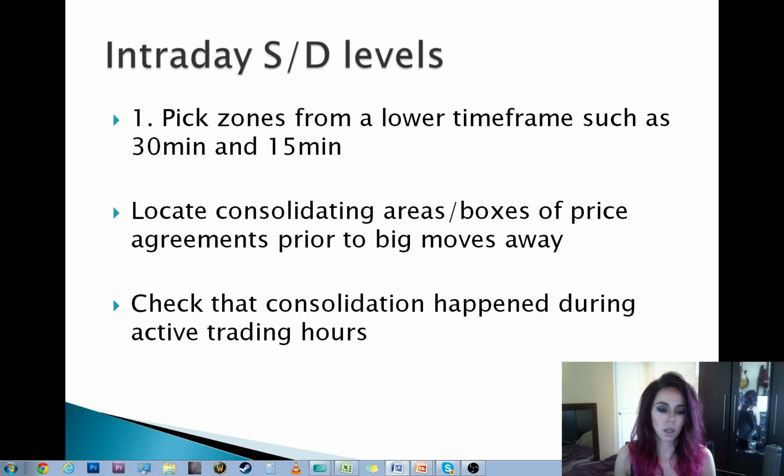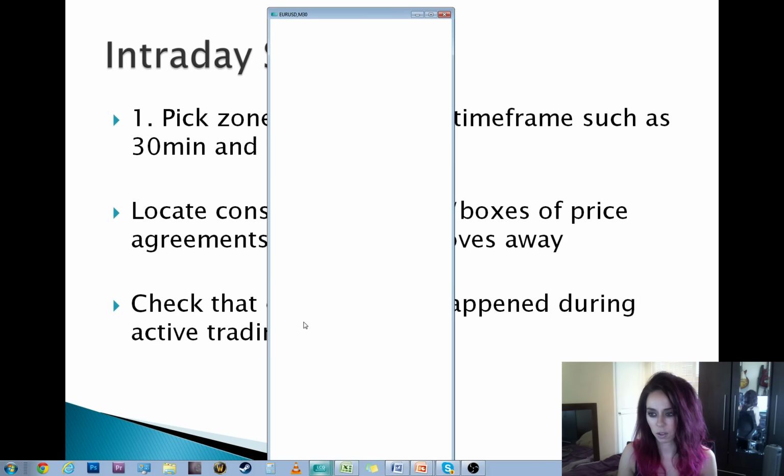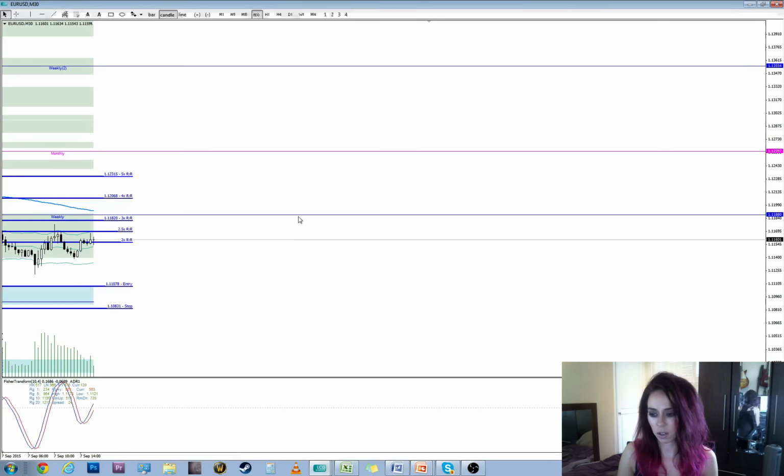So you can either sit there in real time looking at it, but generally the easier way to see it is through volume. And I'm going to show you what I mean by that. Let me just get a chart out.